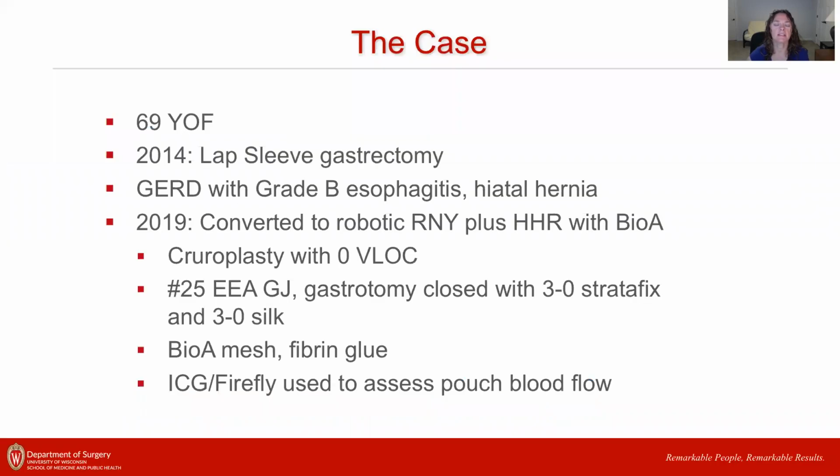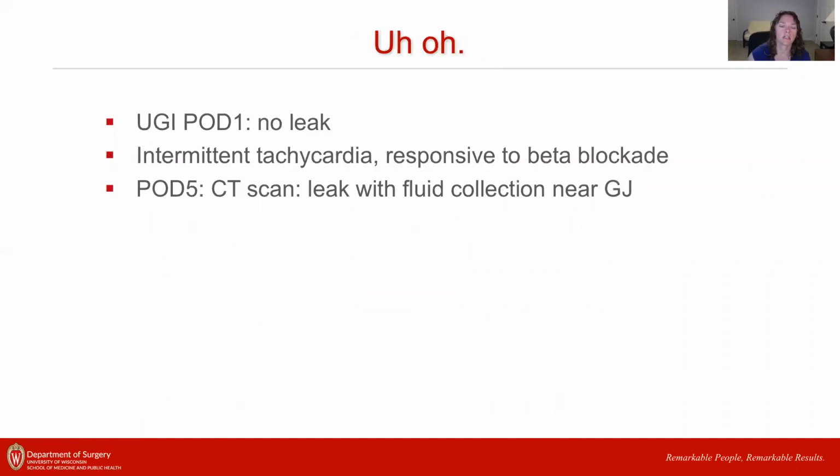My case is a 69-year-old female who in 2014 had a lap sleeve gastrectomy for morbid obesity. She developed GERD and was later converted to a robotic Roux-en-Y gastric bypass. She also had a hiatal hernia at the time that was repaired with a mesh, and her anastomosis was performed with a circular stapler with the gastrotomy closed with a Stratafix. She did fine post-op day 1. She underwent an upper GI, in fact, but had no leak. However, her course was not smooth.